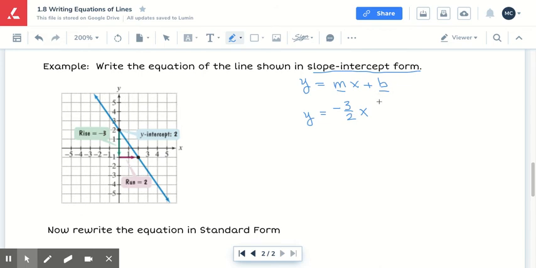Now b is the y-intercept. And looking at my picture, I can see what the y-intercept is. It's 2. So I could just put in plus 2. And I now have the equation of this line in slope-intercept form.